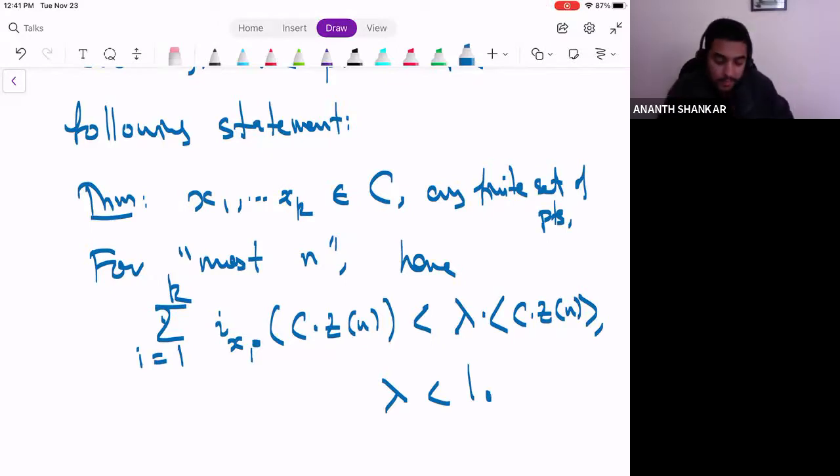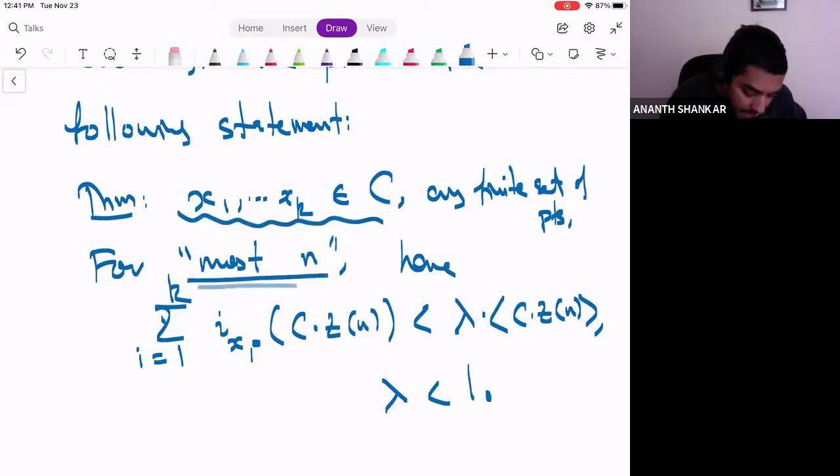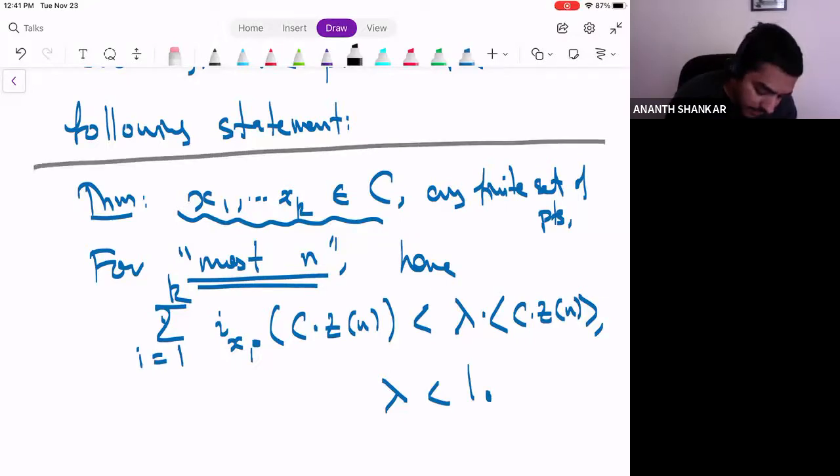And of course, the order of quantifiers is important. You first have to fix a finite set of points, and then the "most n" depends on the initial choice of points. And this is already enough to prove our main theorem. So I'm not going to say too much about what goes into the proof of this.